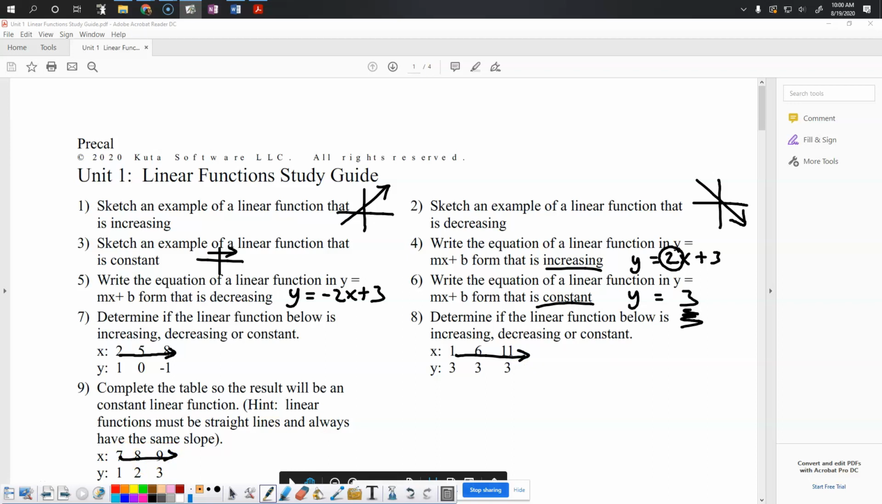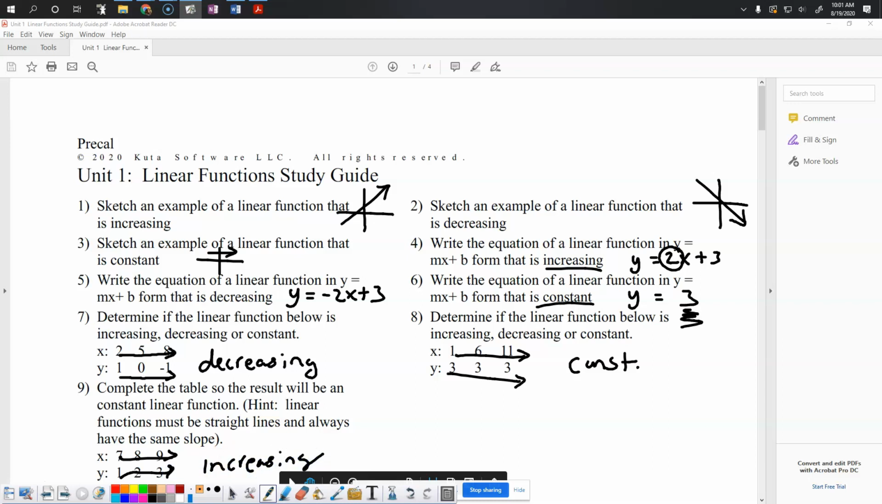So what you really want to look at is what's happening with the y values. Are the y values getting bigger or smaller as we move to the right? So 1, 0, negative 1. So that's a decreasing function because the y values are getting smaller as we move from left to right. Here, the y values aren't changing, so that would be constant. On this one, 1, 2, 3, the y values are increasing, so that would be an increasing function.